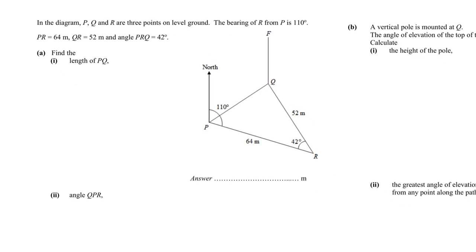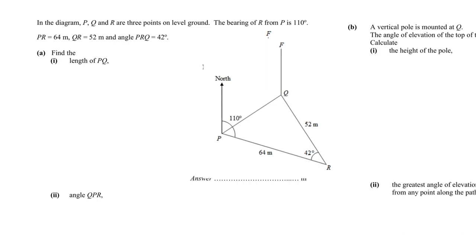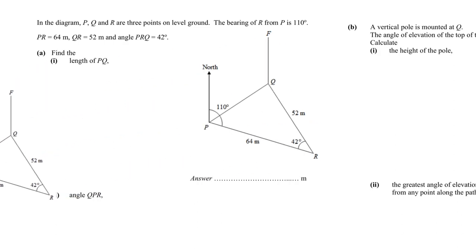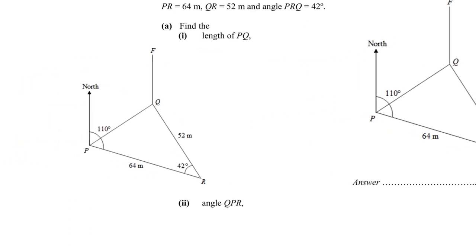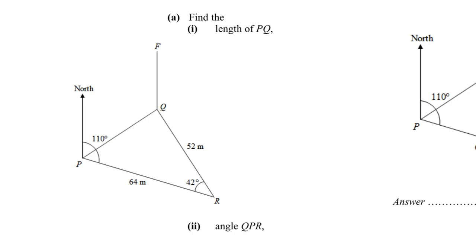it will be good for me to just pull this diagram out so that we can see it from here for part A. The length of PQ, and we are given 64 and 52, and we are also given this. What do you think we should use to find this length PQ? Yes, cosine rule. Yes, this is a direct application of cosine rule.